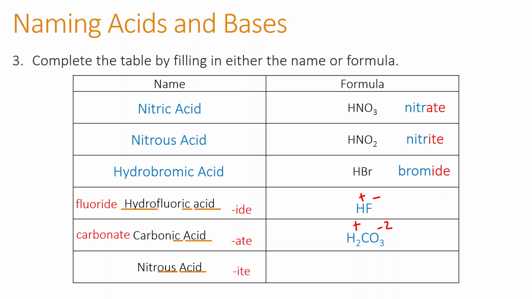Lastly, we have nitrous acid. This tells me that my anion originally ended with "ite," so this was originally nitrite, which is NO2 with a -1 charge. Hydrogen has a +1 charge, so these charges balance out and add up to 0.